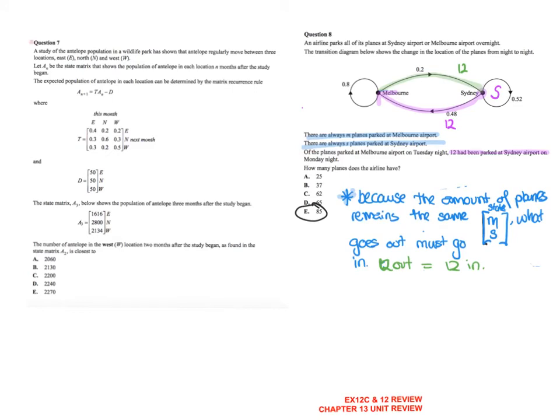I'm going to look at question 7 now. A study of the antelope population in a wildlife park showed that antelope regularly move between 3 locations: east, north, and west. Let An be the state matrix that shows the population of antelope at each location n months after the study began. The expected population of antelope in each location can be determined by the matrix recurrence rule A(n+1) = TAn - D.